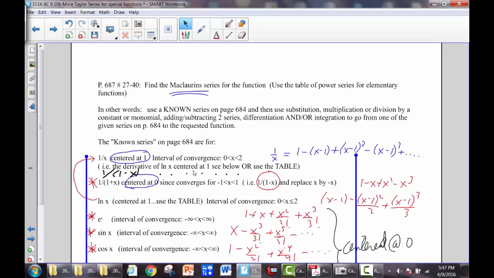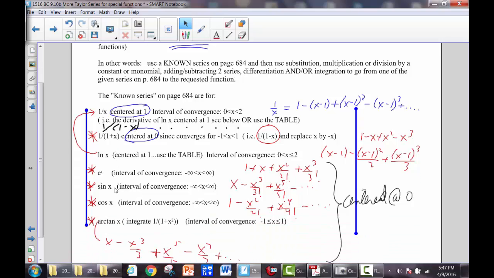This is what's in the table. This is my version of what's in the table and the ones you should know. So 1 over x centered at 1 is this one right here. I prefer 1 over 1 minus x personally. And then you could replace the x in 1 over 1 minus x by negative x, okay? ln x centered at 1, we did that in a table, but these are the ones you should just know. This and 1 over 1 minus x, you should just know these.